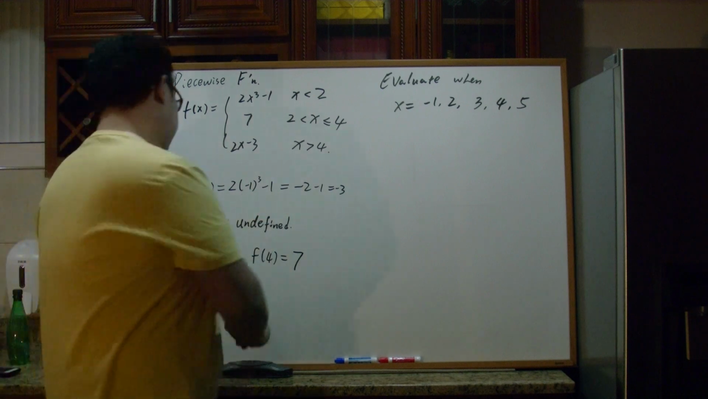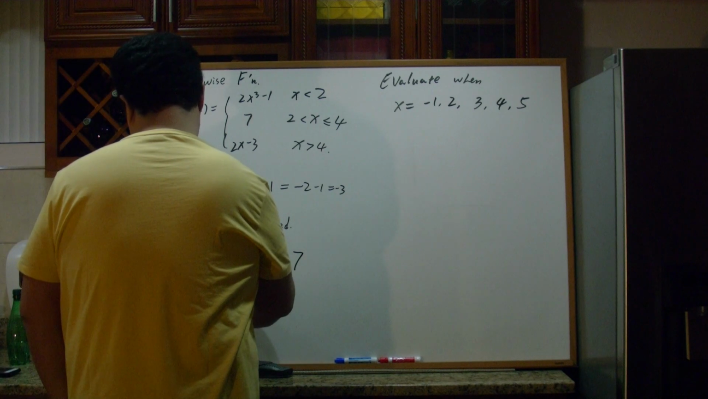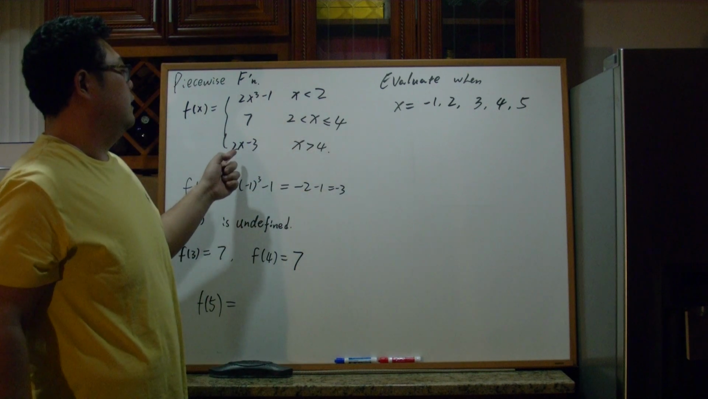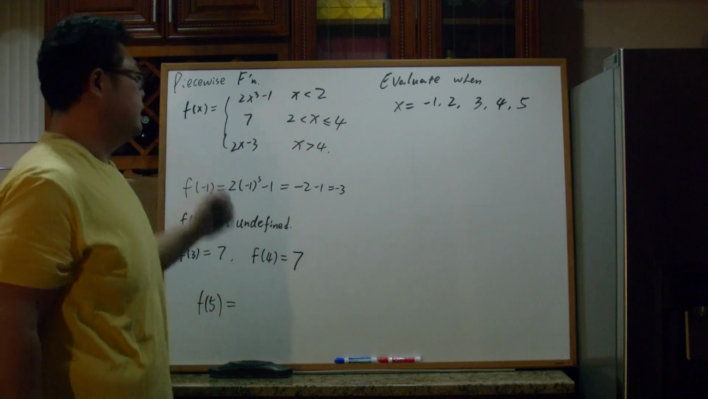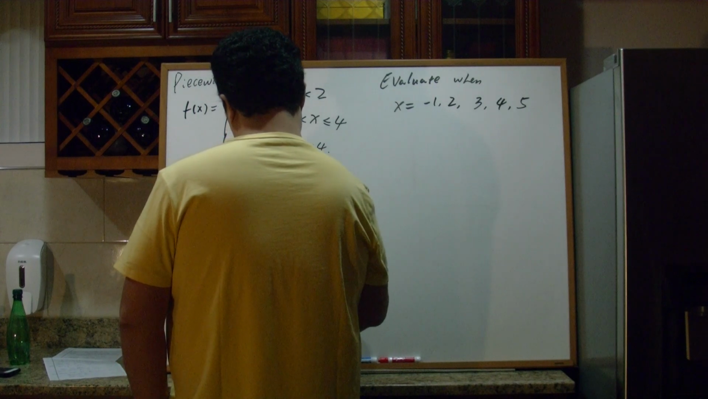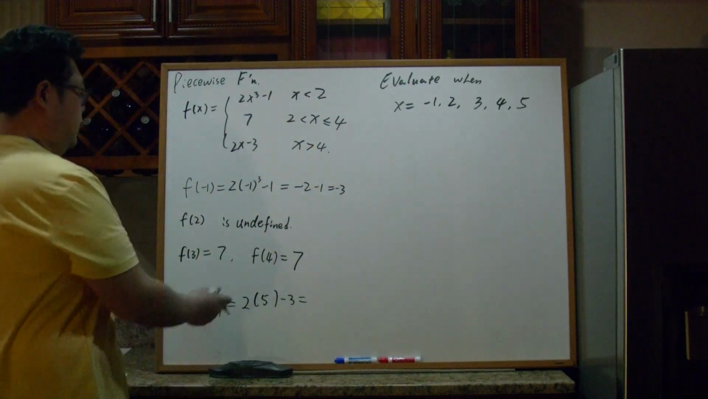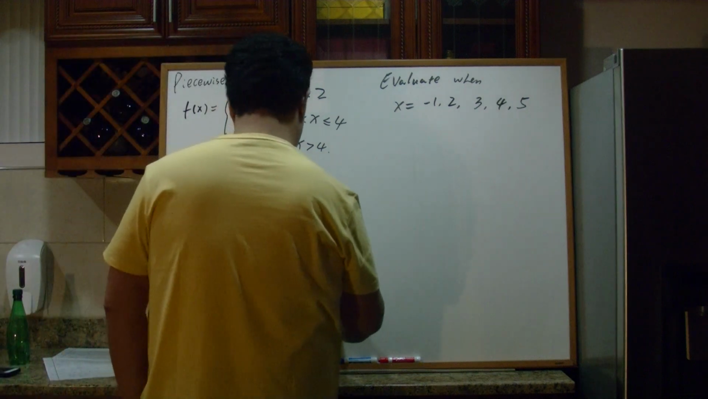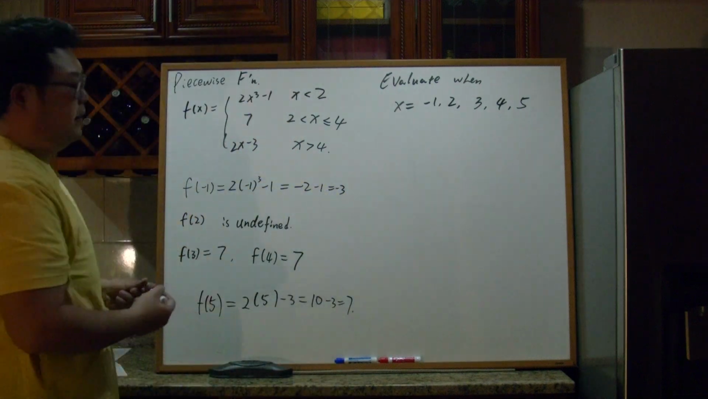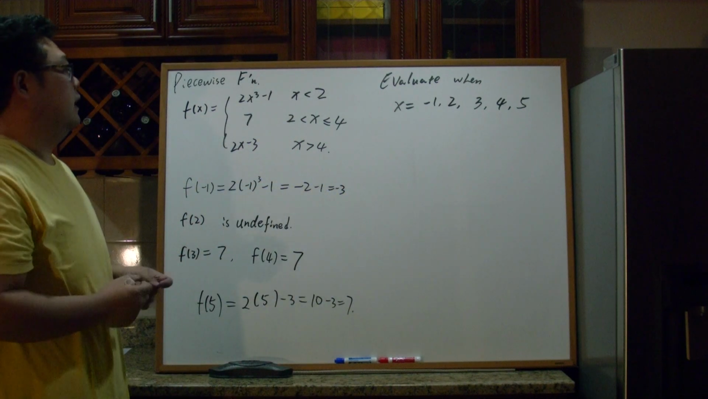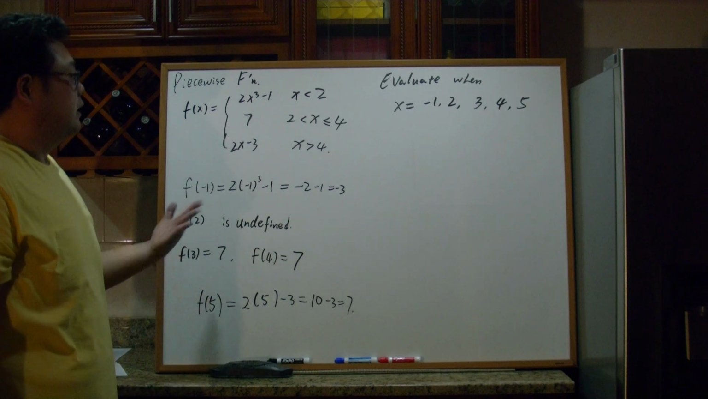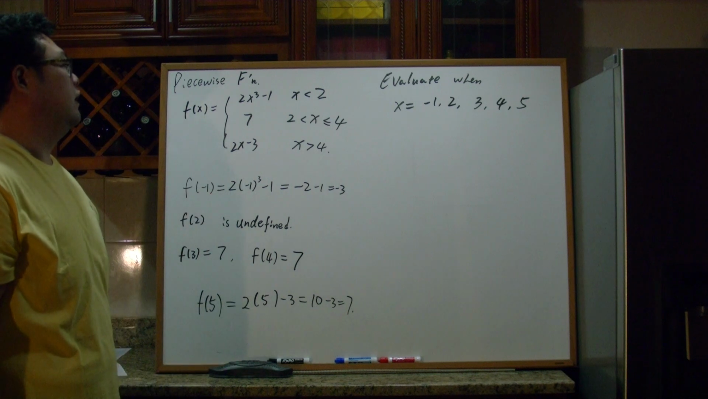Then the last one, f of 5, is to substitute 5 into the function, which, 5 is bigger than 4, the third piece, 2 times 5 minus 3. 10 minus 3 is 7. Well, just luckily to get the same number but not necessary. If you get 8 in, that will be different. But again, our key thing is to know which piece it is.